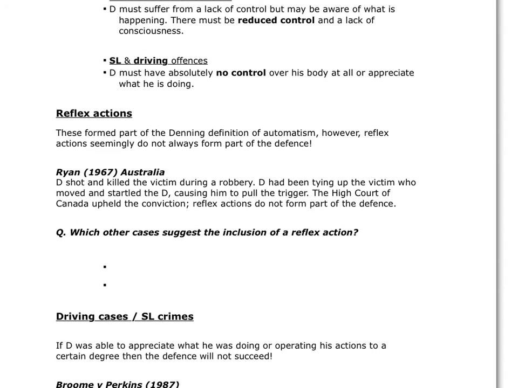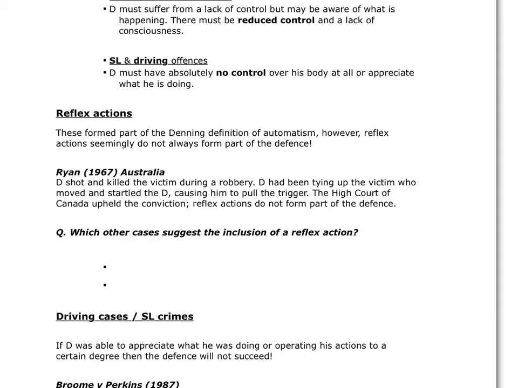The case we need to use for reflex actions is a persuasive decision from Australia, the case of Ryan. The defendant was committing armed robbery and he shot and killed the victim during this robbery. The defendant had been tying up the victim, who had moved and then startled the defendant, causing him to pull the trigger, which killed the victim. The High Court of Australia upheld the conviction and automatism failed. Legal principle: reflex actions do not form part of the defence. So this is an example showing that reflex actions are not part of automatism.